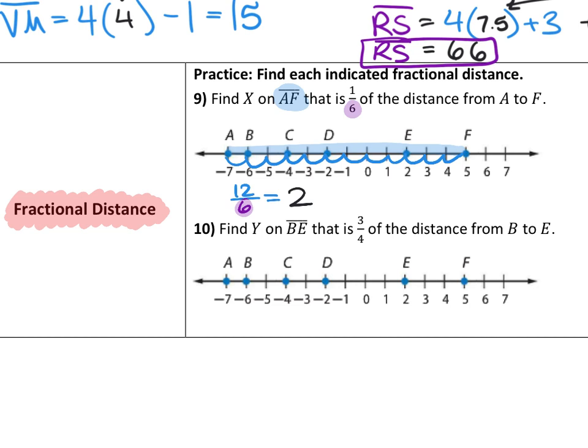So I start at A, I jump 1, 2, I put a bar. 1, 2, I put a bar. 1, 2, put a bar. 1, 2, 1, 2, and we made it to F. I have partitioned the segment AF into 6 equal segments. I chopped it into 6. We want to find X, so that is only one of those 6 distances away. So if I only go one of those partitions, what number am I at?